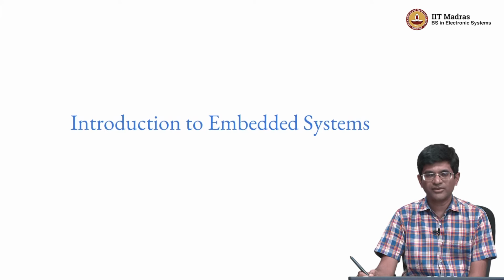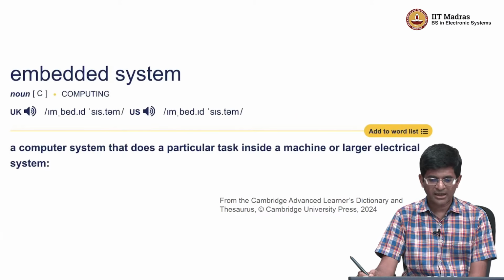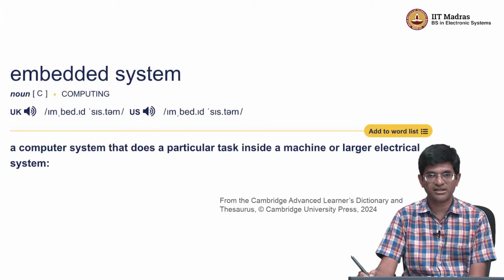So, we will start with an introduction to embedded systems in general, and what better way than to start with the dictionary definition, right. This is what I picked up from the Cambridge Advanced Learners Dictionary and Thesaurus. What do we mean by an embedded system? It is a noun, in the domain of computing, and basically it says it's a computer system that does a particular task inside a machine or a larger electrical system.